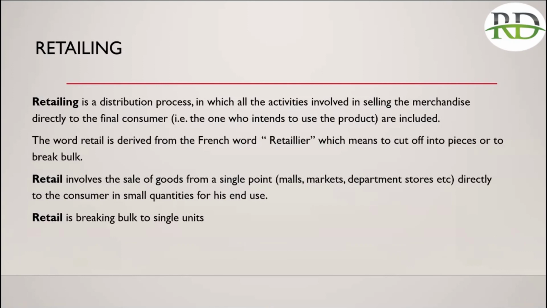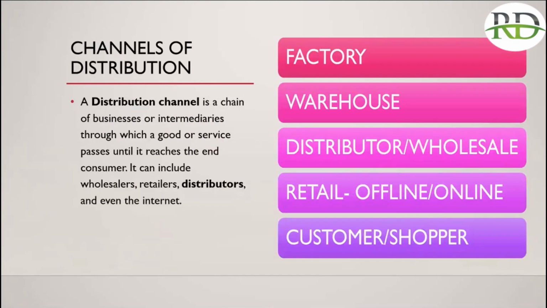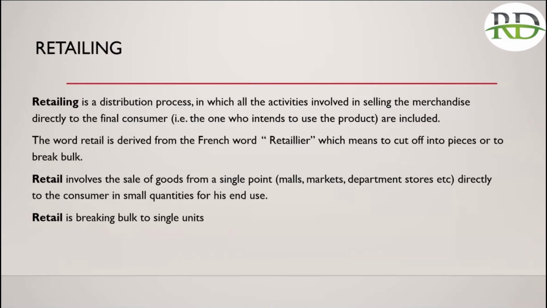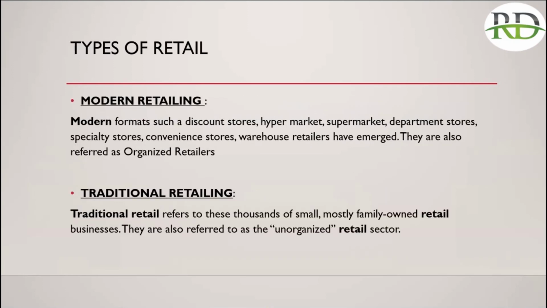In all other intermediary channels, like the factory, warehouse or distributor, there is no direct customer as the final point. But in retailing, it is about selling goods to the direct final consumer. It involves sales of goods from a single point directly to the consumer in small quantities for his end use. That is also a difference. It is selling to the customer in small quantities, and some people also call this breaking the bulk into single units.